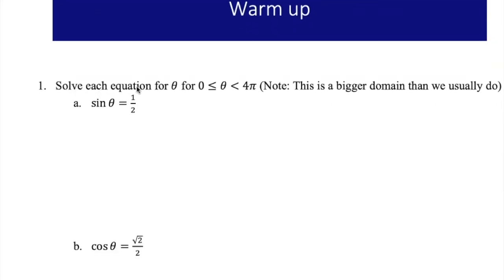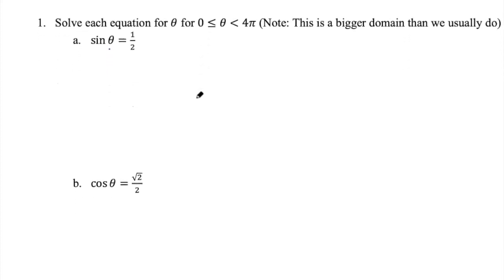Here we have to solve each equation for theta that is between 0 and 4 pi, and we know that the sine of theta equals 1/2. So what we want to do here is find what theta is, knowing that the sine is 1/2. Note that the domain in this case is bigger than we usually do. So try this function and the other two. Pause the video and we'll be back in a second.